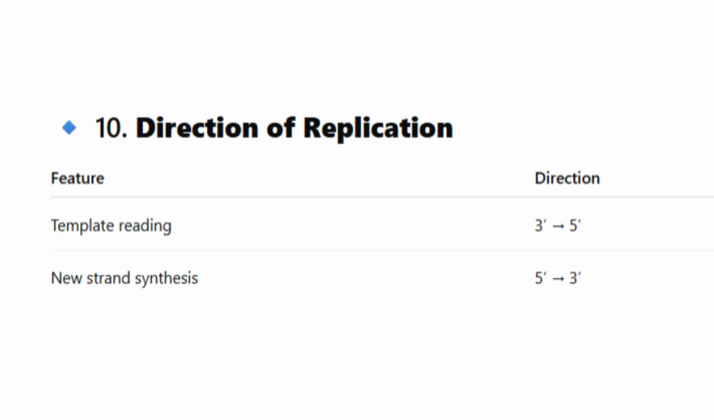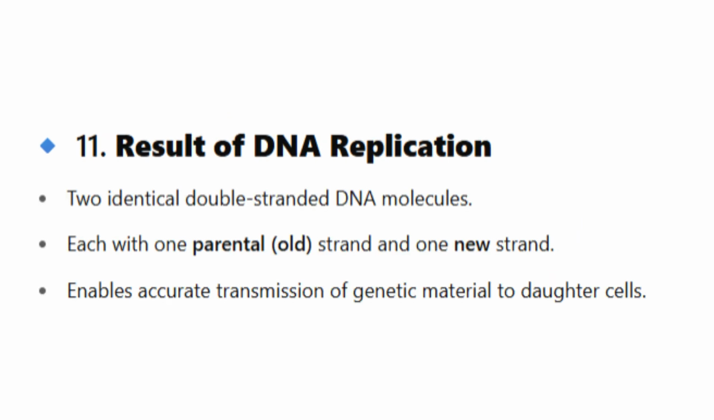10. Direction of replication. Feature, direction. Template reading: 3' to 5'. New strand synthesis: 5' to 3'. 11. Result of DNA replication. Two identical double-stranded DNA molecules, each with one parental old strand and one new strand. This enables accurate transmission of genetic material to daughter cells.